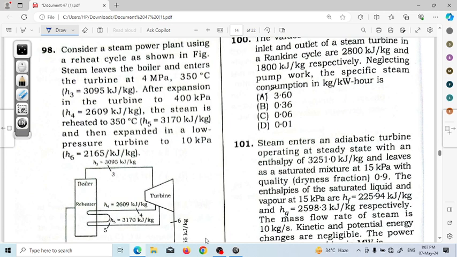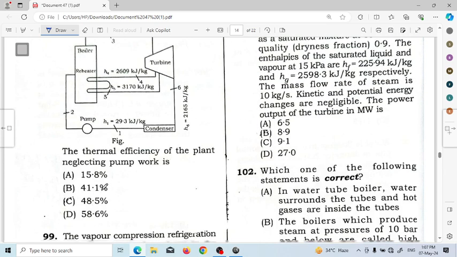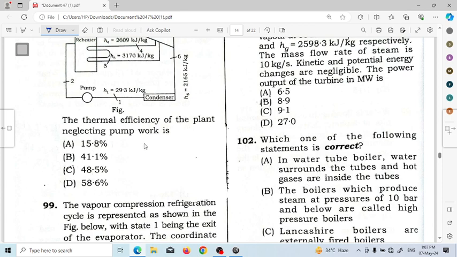Next, question number 98. Consider a steam power plant using a reheat cycle as shown in the figure. Steam leaves the boiler and enters the turbine at 4 megapascal and 350 degrees centigrade, h3 given 3095 kilojoule per kg. Next, after expansion in the turbine to 400 kilopascal, h4 given 2609 kilojoule per kg. Next, the steam is reheated to 350 degrees centigrade and h5 given 3170 kilojoule per kg. Then expanded in the low pressure turbine to 10 kilopascal, h6 given 2165 kilojoule per kg. Next, we have to find the thermal efficiency of the plant neglecting pump work.